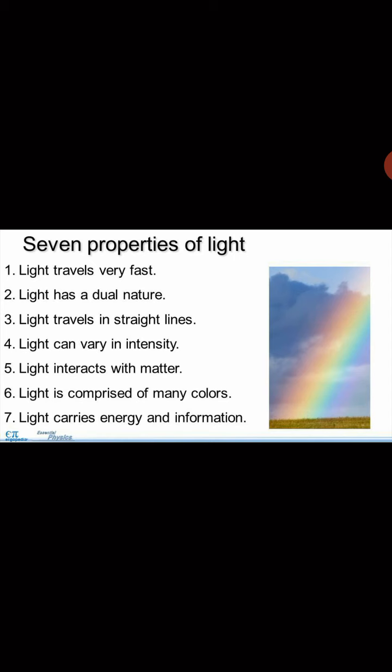Light has a dual nature. Dual means two. It has two natures. That means it can be a wave or it can be a particle. Light travels in a straight line, of course.